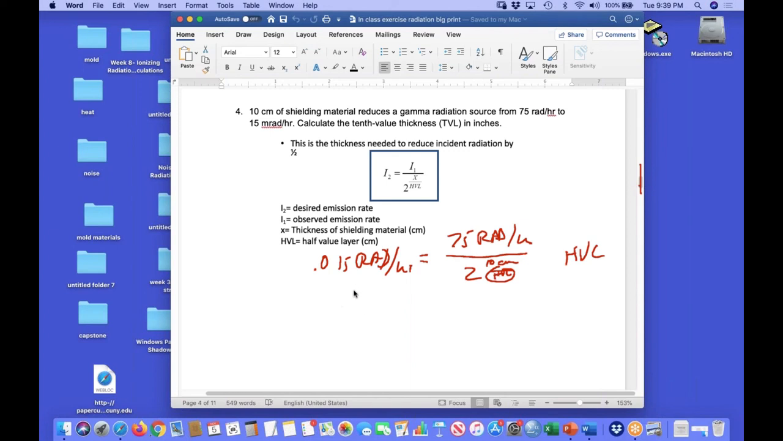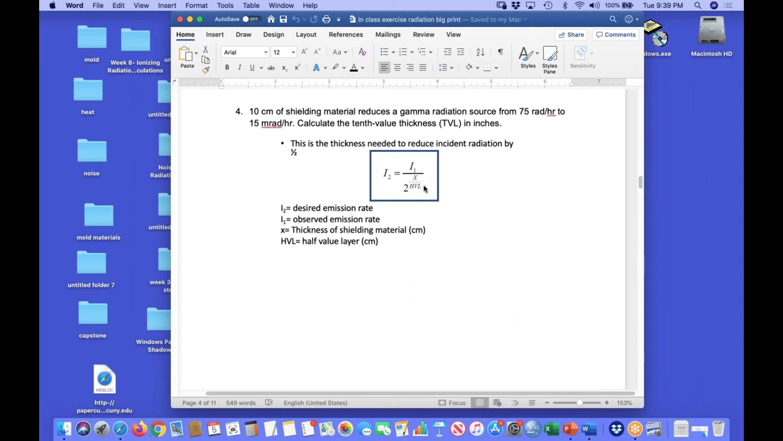Okay, so let's figure this out. So let's see, divide by 75 rads per hour. We just did this before. That eliminates that. Equal to 1 over 2 to the 10th. I'll do it an easier way. Let me do this a little bit more direct way. Okay, hang on a second.